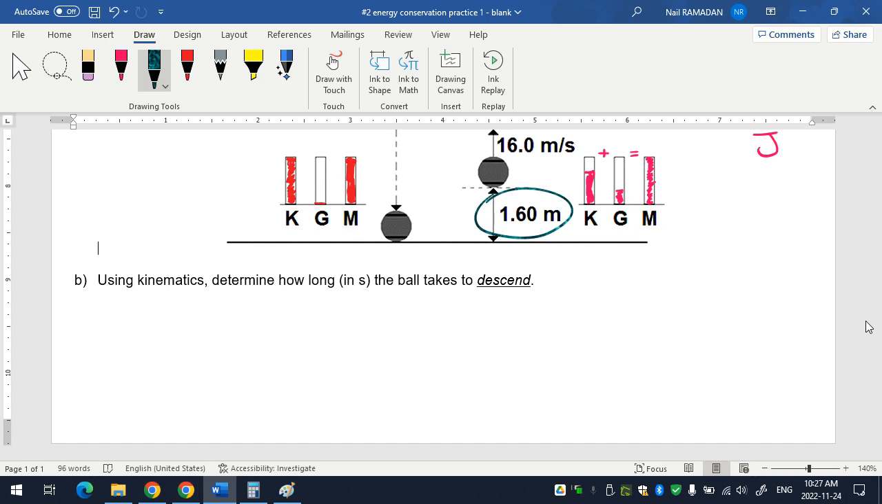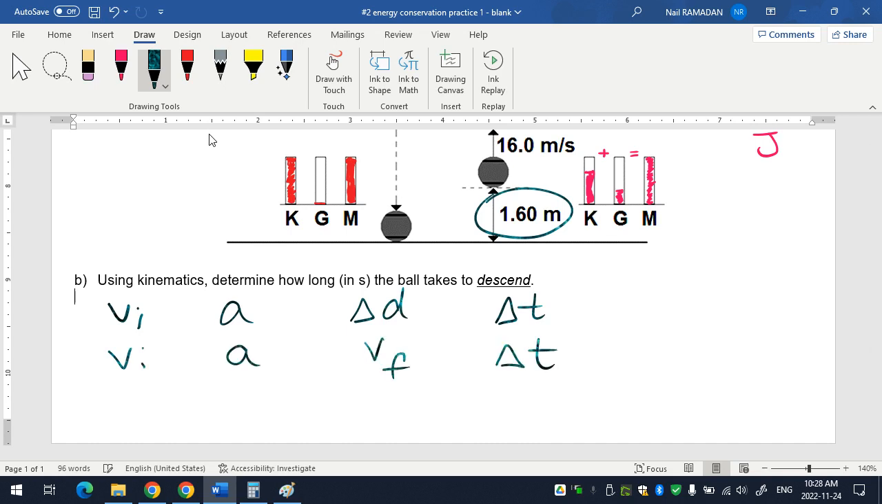Honestly, let's look at which one of them gives us the easier kinematic equations to do. Which one would be easier? VI, A, and delta D, and solve for time, or VI, A, VF, and solve for time. Come on, which equation will be an easier one? Actually, tell me which equation would you use for either one? Come on, people. What would you use for this one?